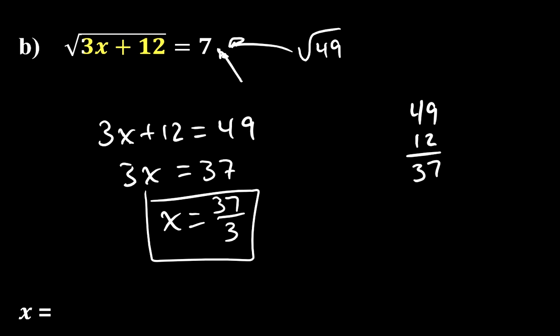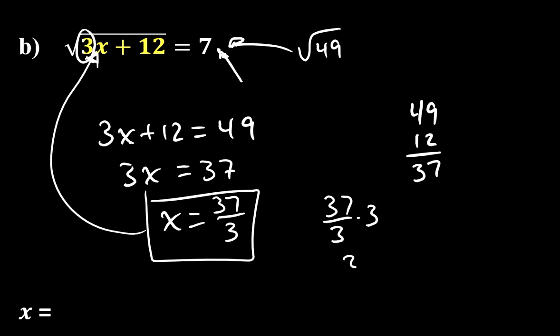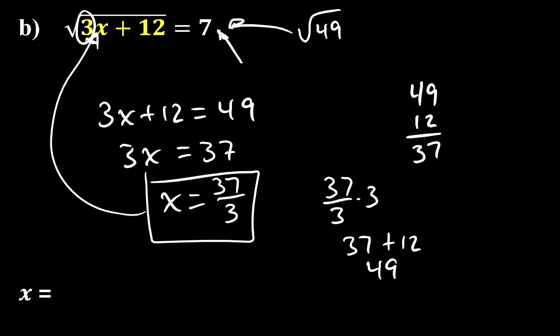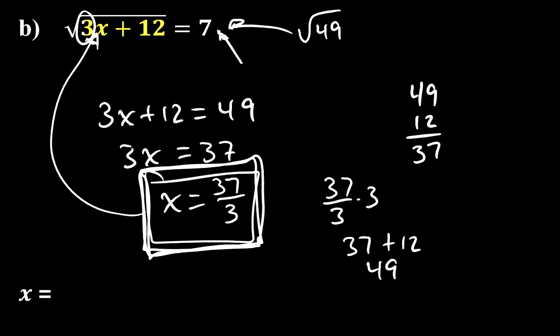Now, I don't think I'll use my calculator this time, but if I take 37 thirds and I multiply it by the number 3, because it says 3 times x, 37 thirds times 3 is just 37. And if I add 12 to that, that's 49. And if I take the square root of that, I do indeed get 7. So the value of x that makes both sides 7 is 37 thirds. And that's a fabulous answer. You don't have to convert that to a decimal.